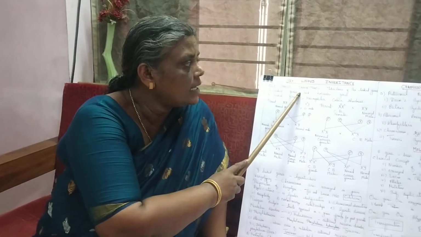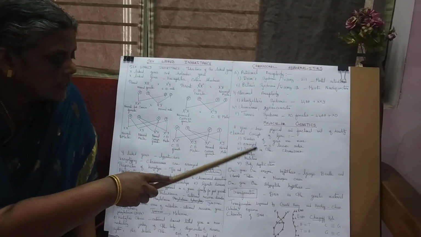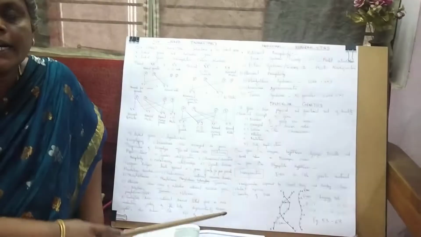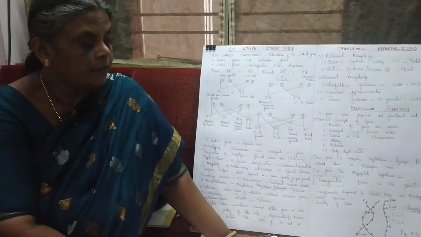Students, today we covered the topics sex-linked inheritance, chromosomal abnormalities, molecular genetics, and chemistry of DNA. These are the topics we covered. These topics are found in your textbook, pages 53 to 68. You can prepare these for your study.